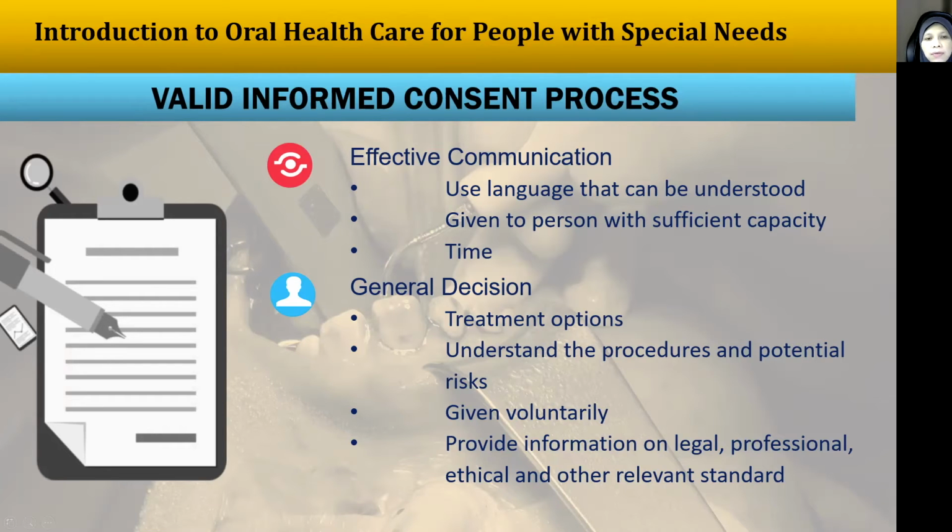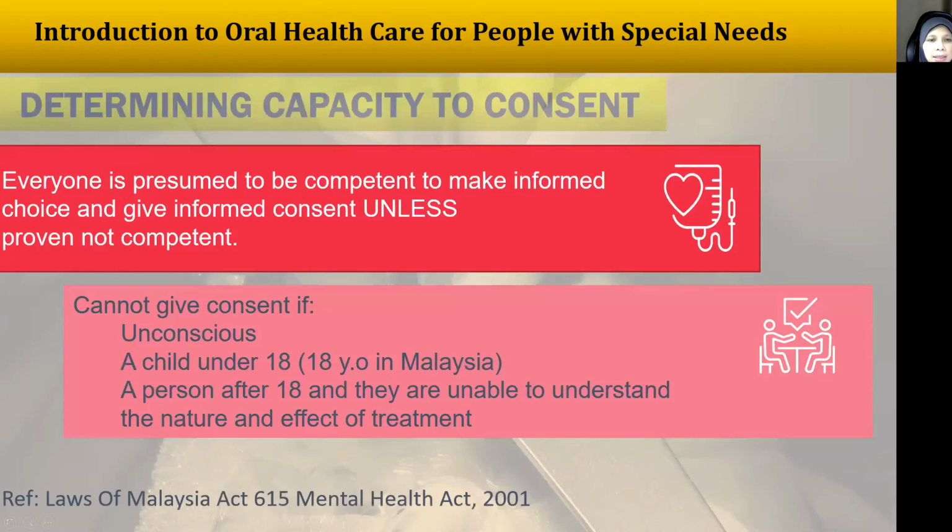Usually this effective communication needs to be given to persons with sufficient capacity who can understand you, and give them some time to think about the decisions that they are going to make and think about all the information that you have given to them. It is very important, in order to help them in making decisions, for you to give the treatment options and to ensure that they understand the procedures and potential risks, and to ensure that the decision is made voluntarily. Okay, it's not forced by anyone, and you don't force the patients to make decisions based on your perspective. And in order for the patients to do so, you must be able to provide information on legal, professional, ethical, and other relevant standards.